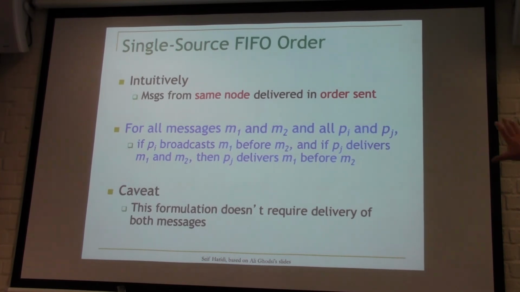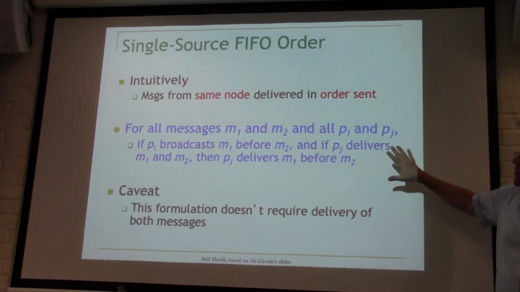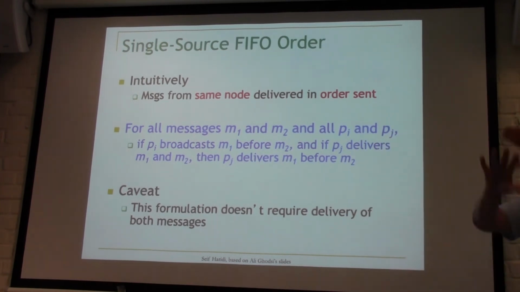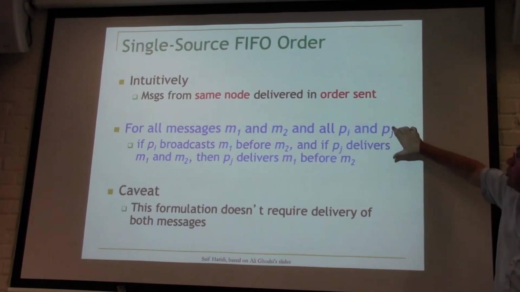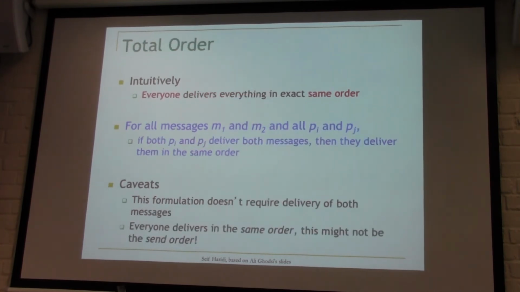So this is a weaker thing than causality. This is only worrying about two nodes, whereas with causality all nodes are connected because of transitivity. This one is only worrying about pairs of nodes, so it's like a weak form of causality, the FIFO.